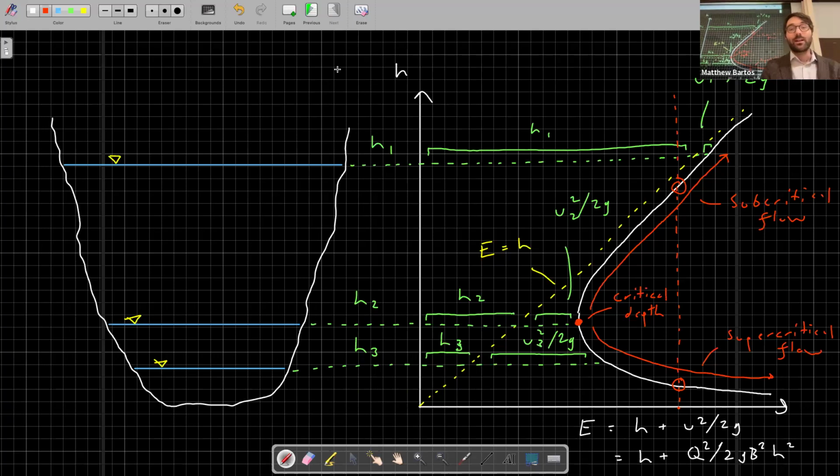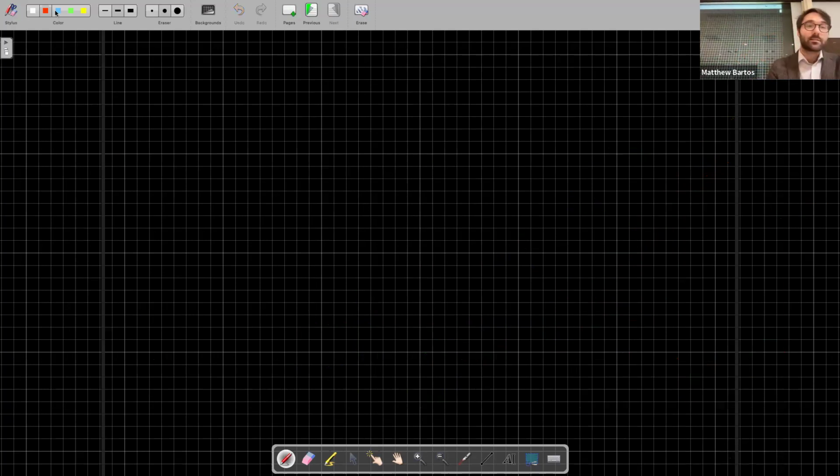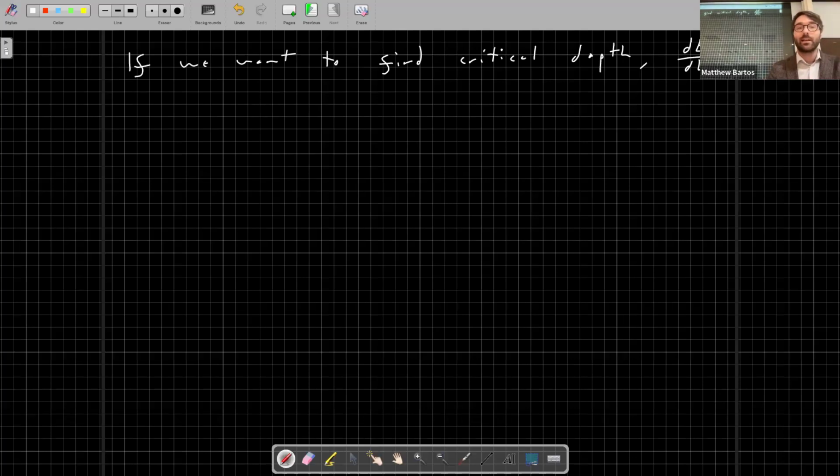Very good. So we're going to go back to calculus. We're going to take this expression for the specific energy, differentiate it with respect to the depth, and set it equal to 0. And from that, we can find what the critical depth will be. So let's go ahead and do that. We differentiate the specific energy with respect to the depth of water in the channel, and we set it equal to 0.